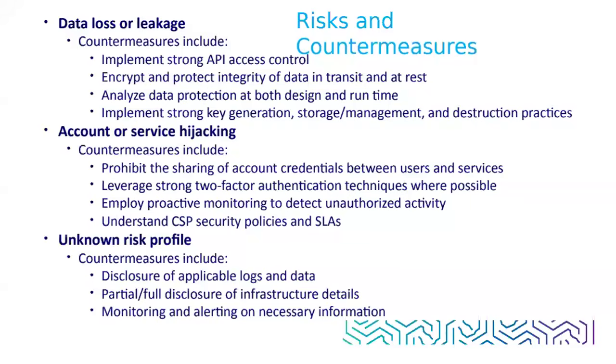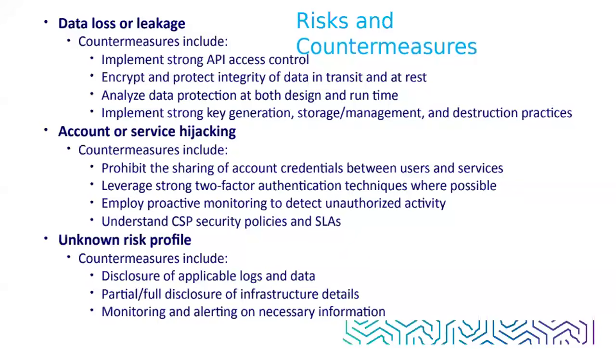As the CSA clearly mentions, the organizations can reduce the cloud security risk by protecting the data through API access control, encryption, and secure key management, and they can prevent account hijacking through credential protection, two-factor authentication, and continuous monitoring.